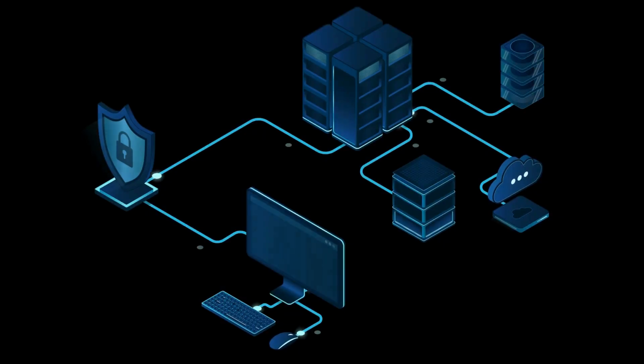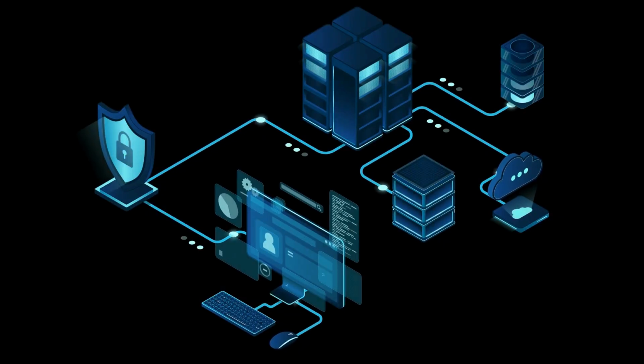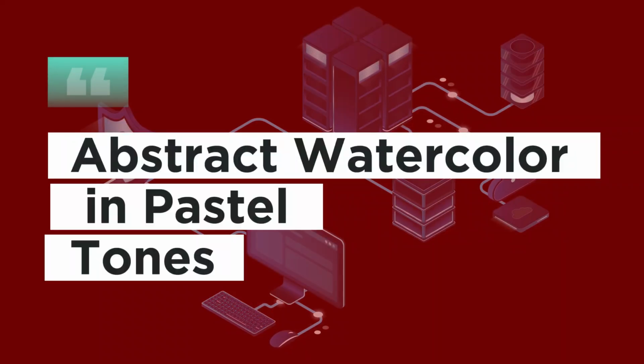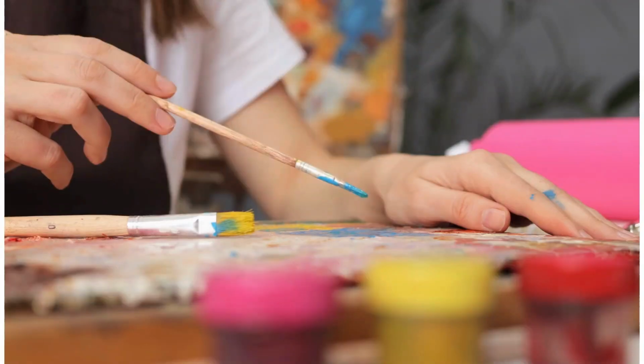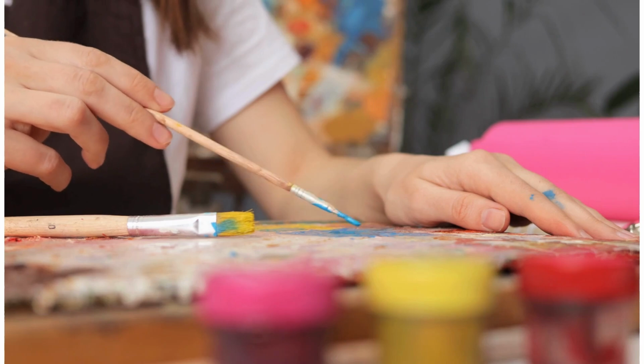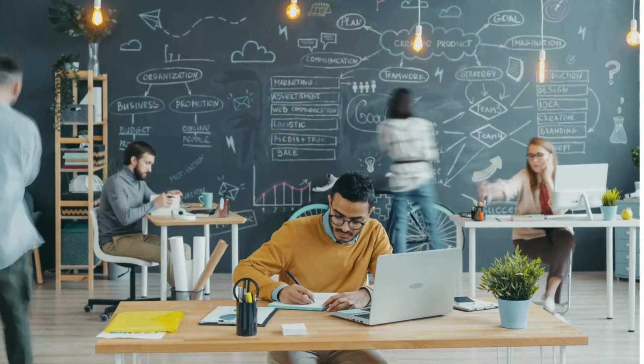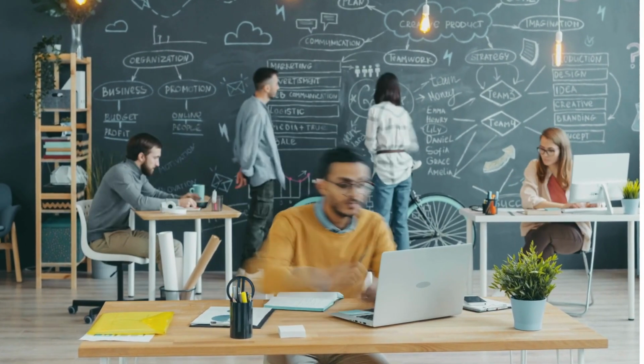For digital prints, you can use DALL-E to generate unique artwork based on specific prompts, like abstract watercolor in pastel tones, or geometric animal designs in black and white. You don't need to know how to draw or paint, just describe the look you're going for, and DALL-E will handle the rest. You can then download these images, format them the way you'd like, and then sell them.